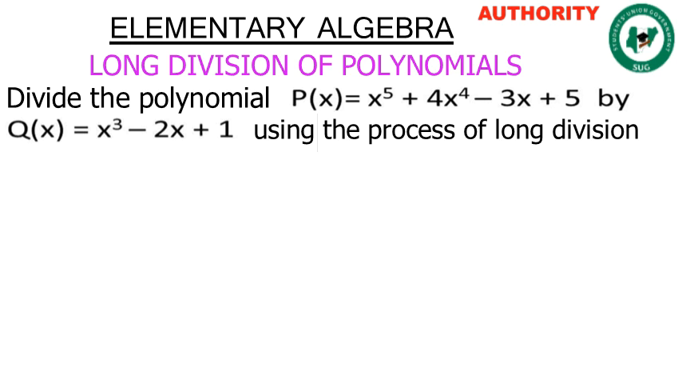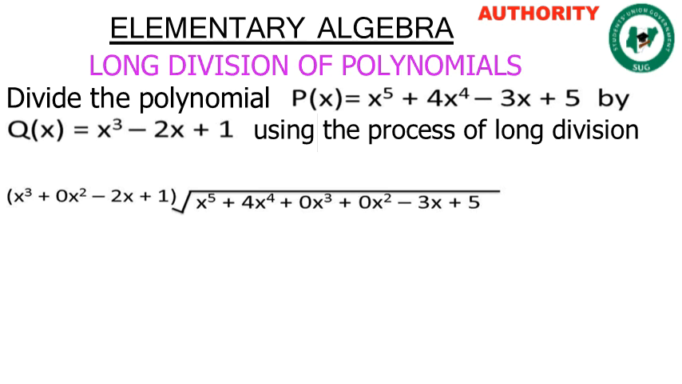This is what we are asked to divide: x raised to power 5 plus 4x raised to power 4 minus 3x plus 5. We are asked to divide it by x cubed minus 2x plus 1. Okay, now first of all, let's draw our long division sign, and then let's arrange this based on the number of their degree. So if any term is not given, we are going to write the coefficient 0, if there is any term that is not given.